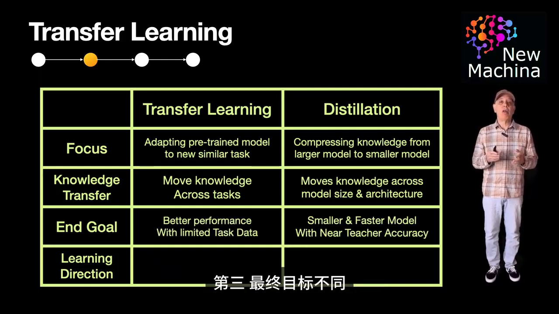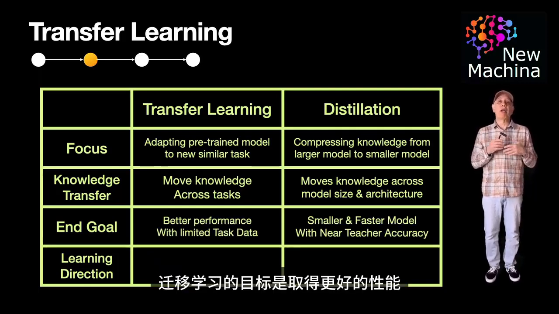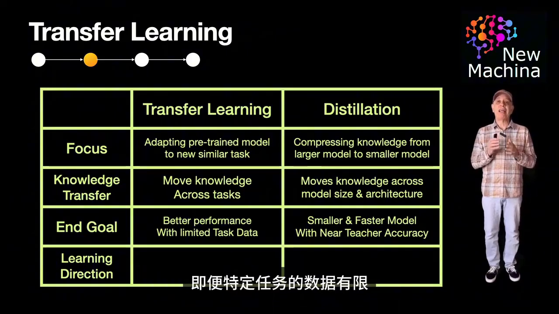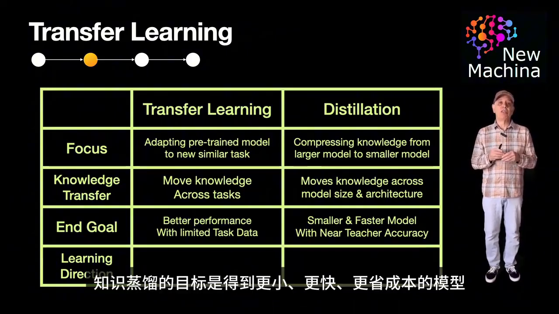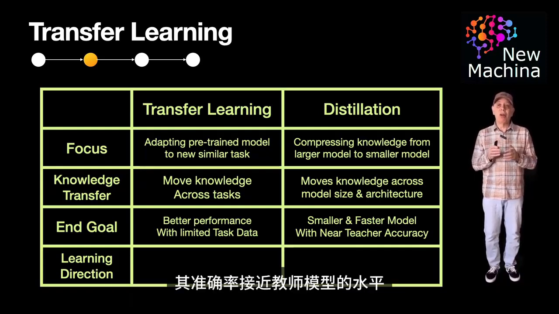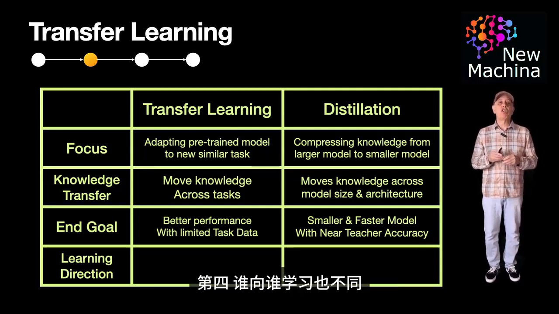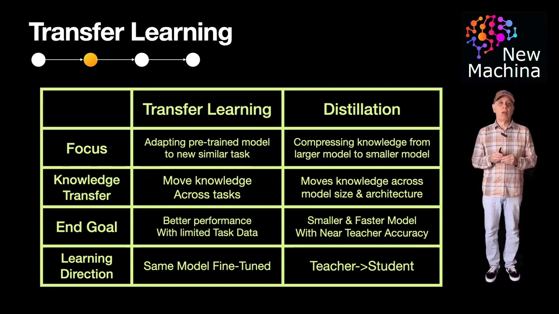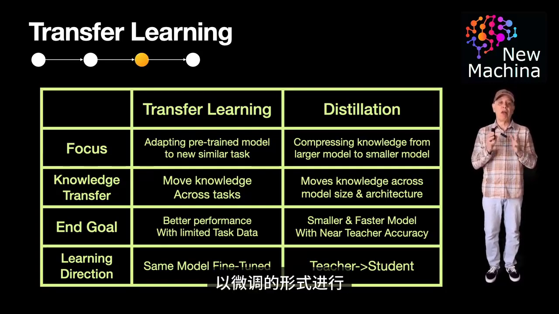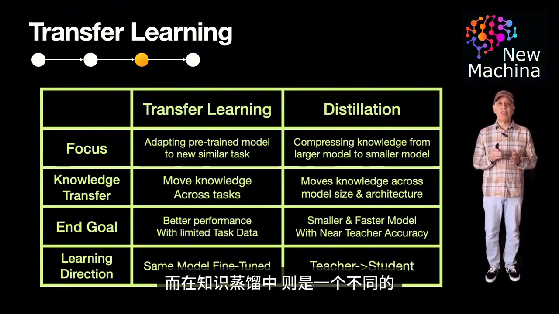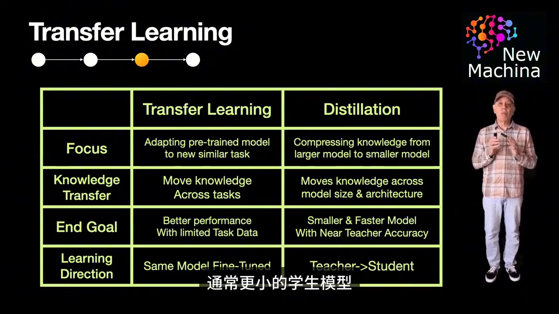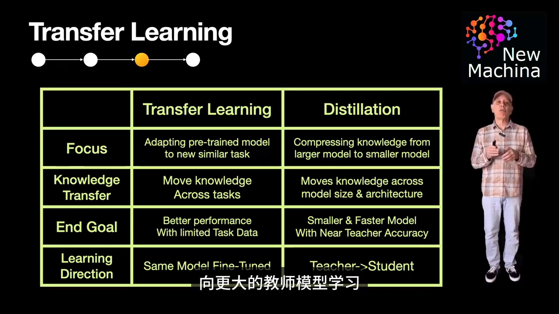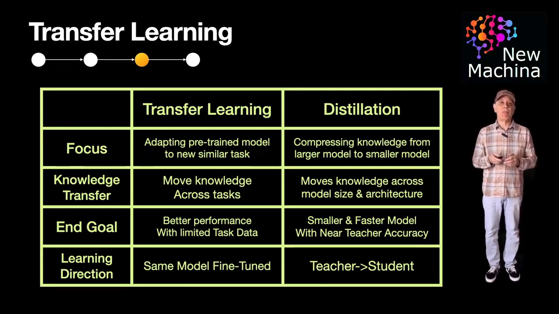Third is the end goal. Transfer learning's goal is better performance with limited task-specific data. Distillation's goal is smaller, faster, cheaper models with near teacher model level accuracy. And the fourth is who learns from whom. With transfer learning, the same model continues learning in the form of fine-tuning. With distillation, a different, usually smaller student model learns from the larger teacher model.